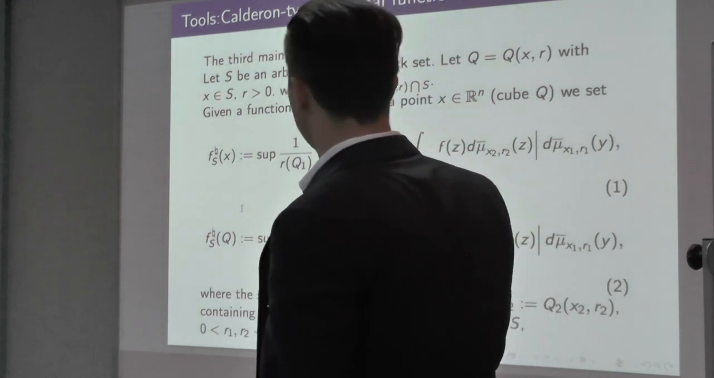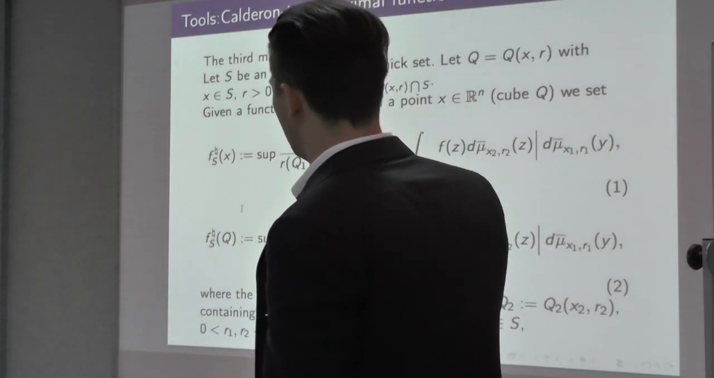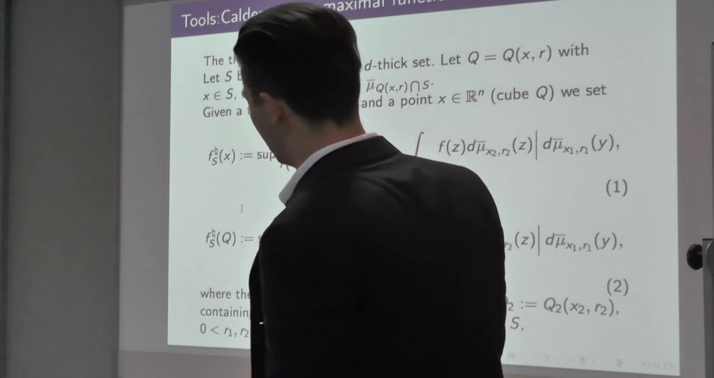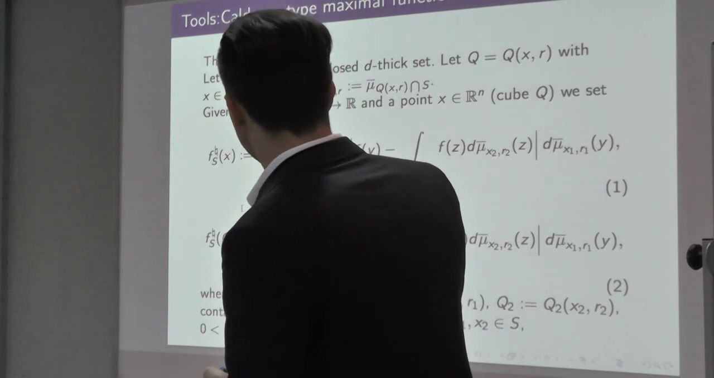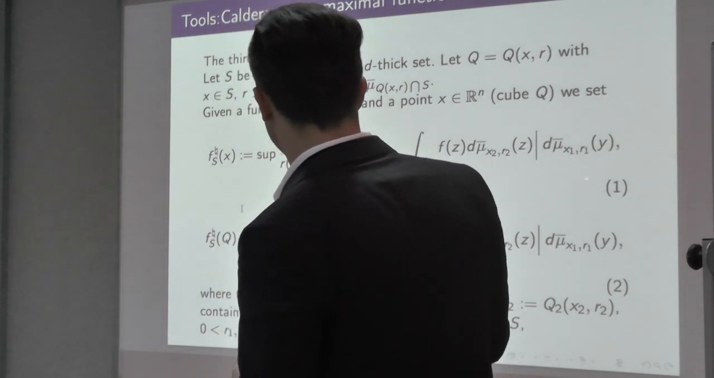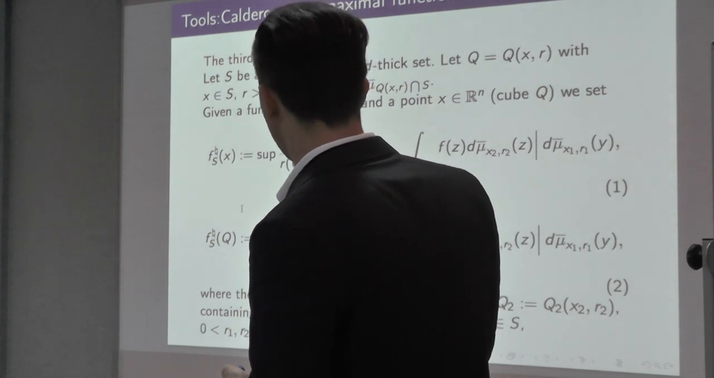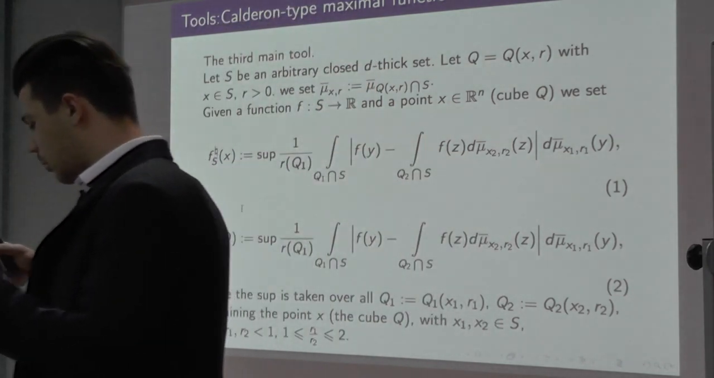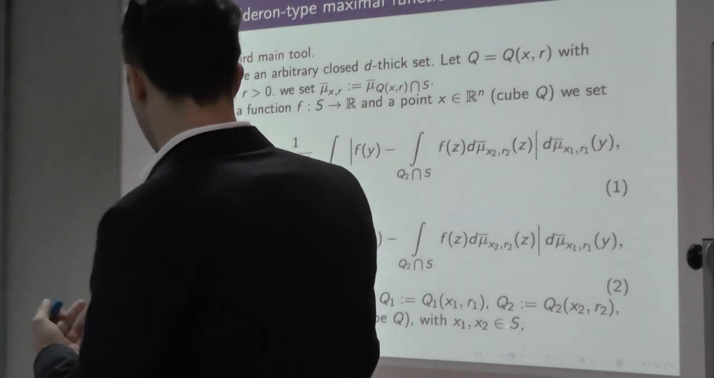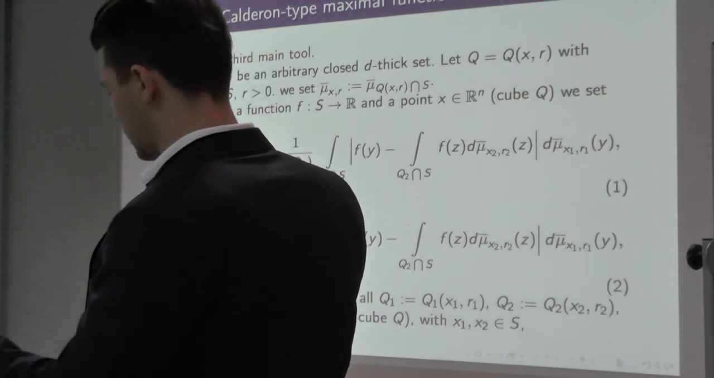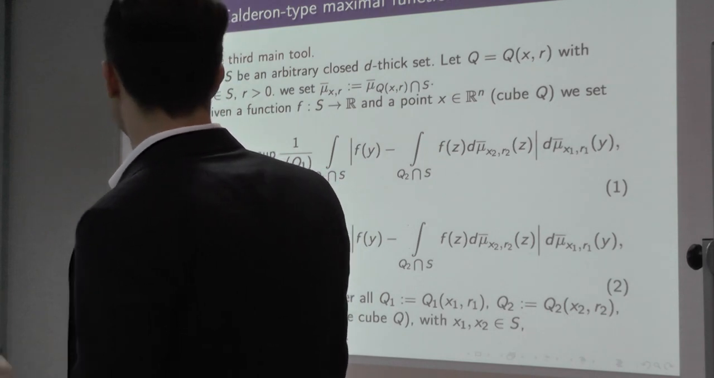Here we introduce two maximal functions, the first and the second. But in fact, the second maximal function is a natural generalization of the first maximal function. Here, in the first maximal function, we take the sup over all cubes Q1, Q2, containing our point x, with centers in S, and with sufficiently small side lengths, and with comparable side lengths.